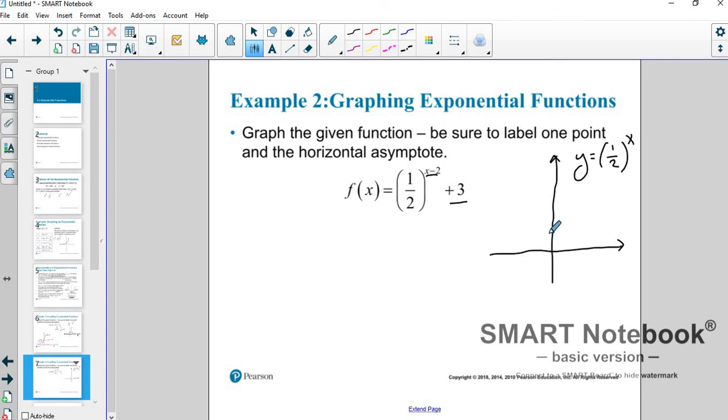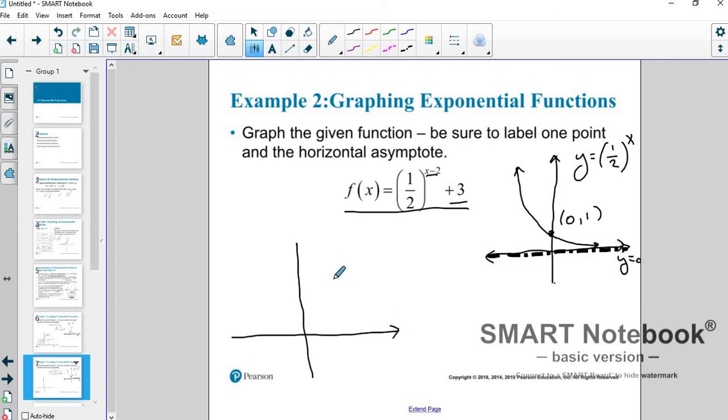Okay, so the base graph, right? This is the new stuff. 0, 1, asymptote at y equals 0. And this time, because it's 1/2, we go down to the right. Right? We're decreasing. Okay? So, if you didn't have this base graph, pause the video and try again to graph this function now that you have the base graph. For those of you that had this base graph, let's see what it looks like next.